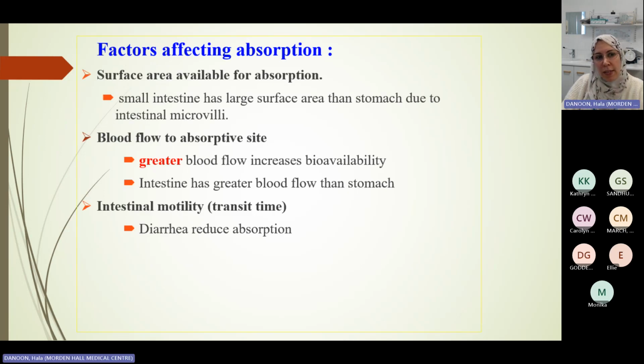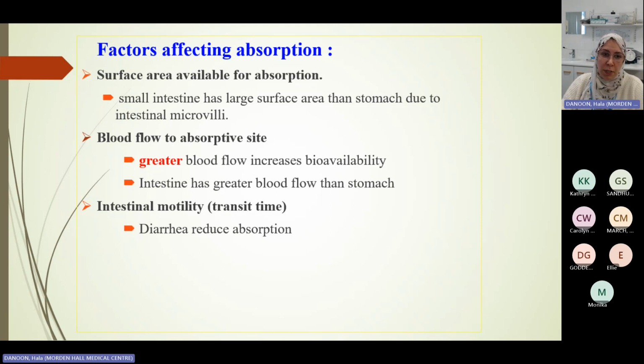What other factors can affect absorption? The surface area available for absorption. So we know that the small intestine has a large surface area, more than the stomach, so it can increase absorption. So medication that is absorbed, if it travels through the intestine, has a better chance to be absorbed.